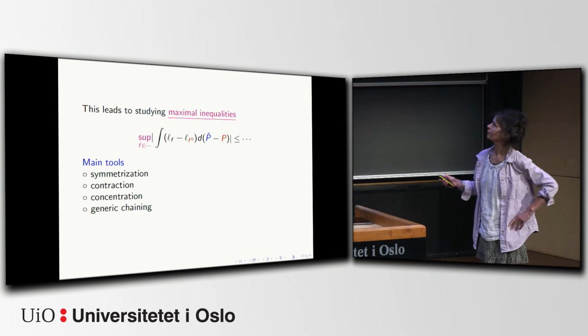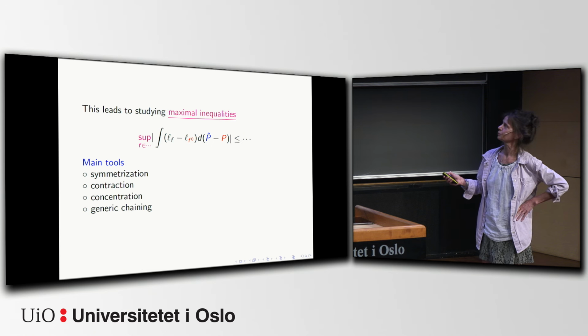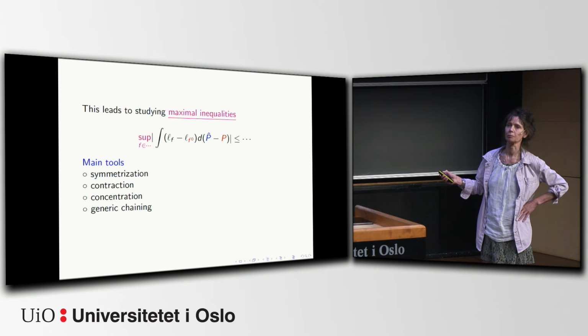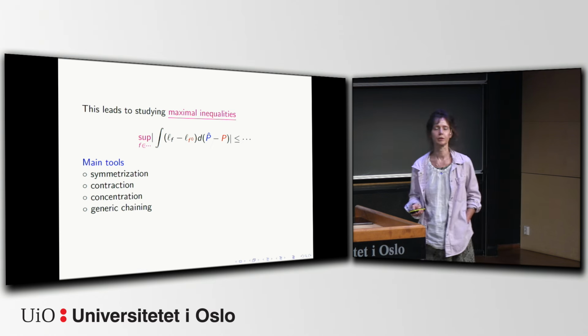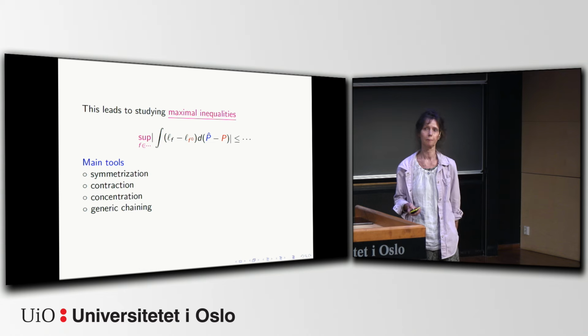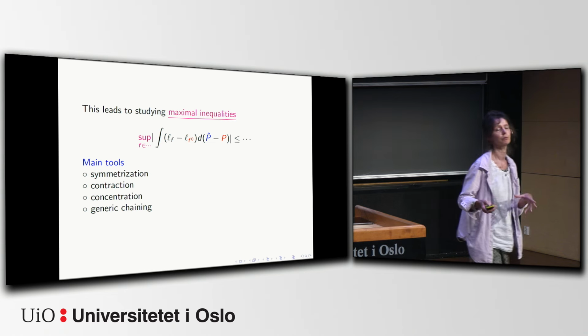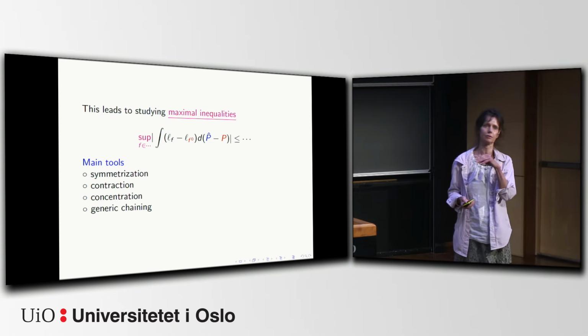And that's maximal inequality, so there's a supremum, so you just look at the empirical process. It's now a process depending on f. And then you take the supremum over some set which is convenient for your problem. So you take the supremum, or the maximum if it's a finite set.